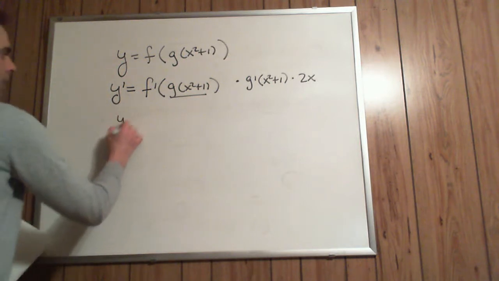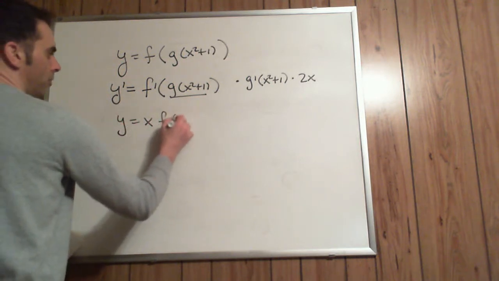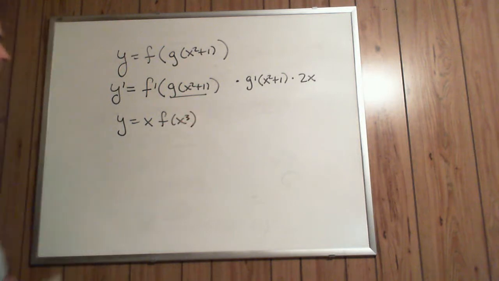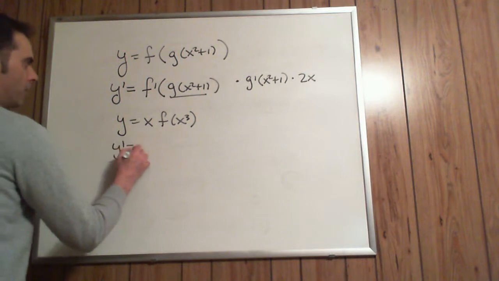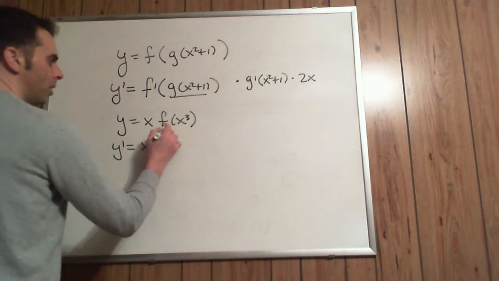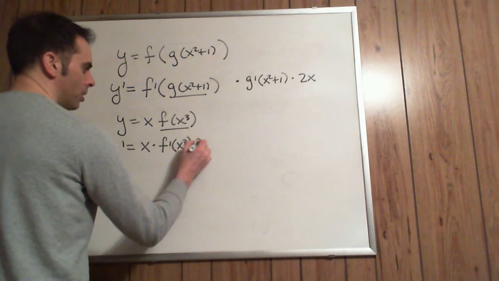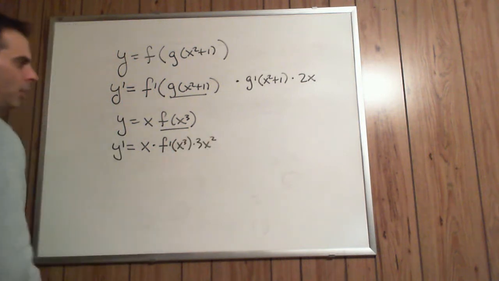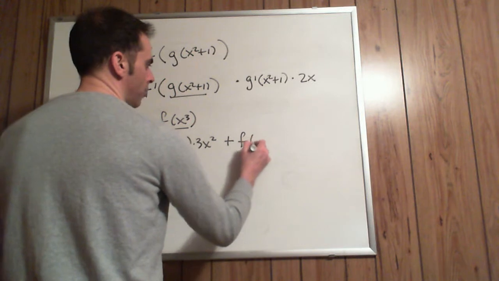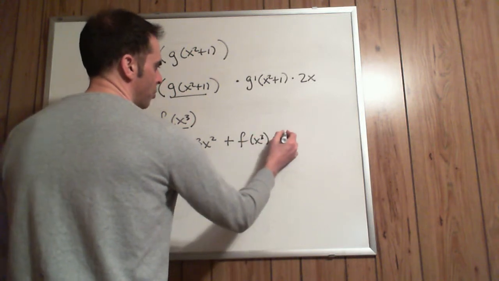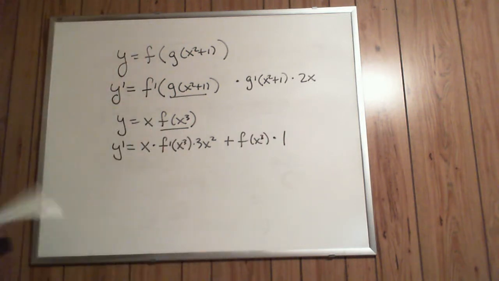Suppose we have y equals x times f of x cubed. So that would be another product rule. So y prime is the first times the derivative of the second, which would be f prime of x cubed times 3x squared, plus the second, which would be f of x cubed, times the derivative of the first, which is 1.